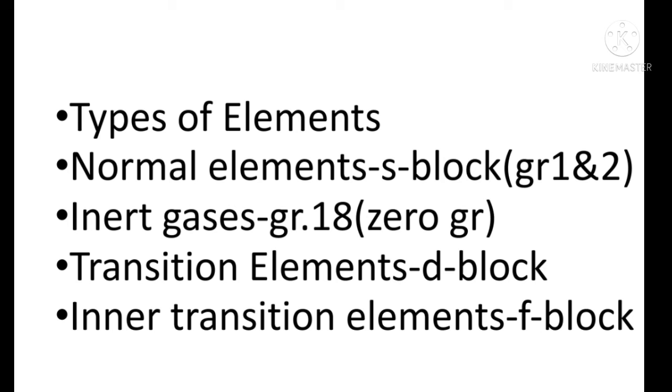Transition elements. The elements from D block at the middle of the periodic table, from group 3 to 12, are transition elements. Inner transition elements. The elements present at the bottom of the periodic table from F block, from the lanthanide and actinide series elements, are known as inner transition elements.